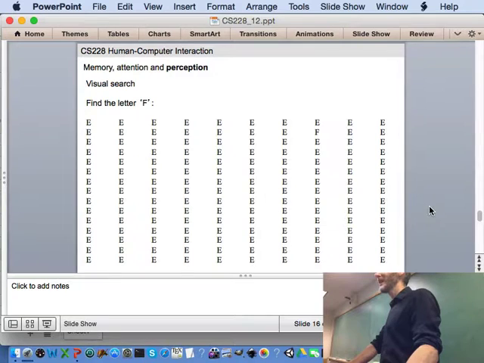We're going to play the same game again. I'm going to show you another field of Es. And again, I promise you there is an F hidden inside it. I want you to figure out how many seconds it takes you to find the F. You ready? Ready, set, go.